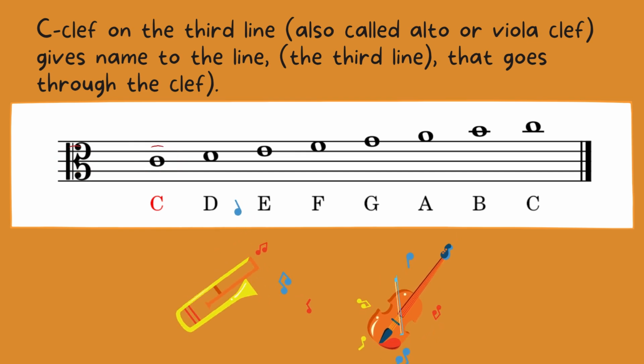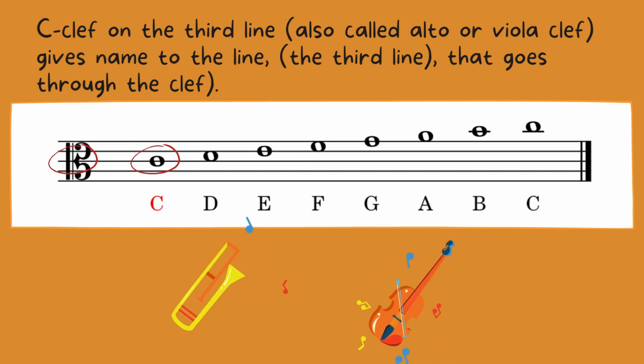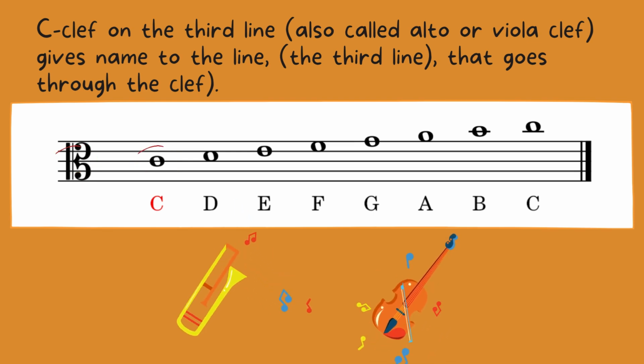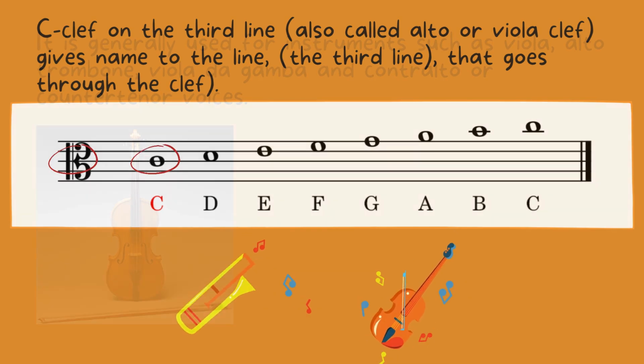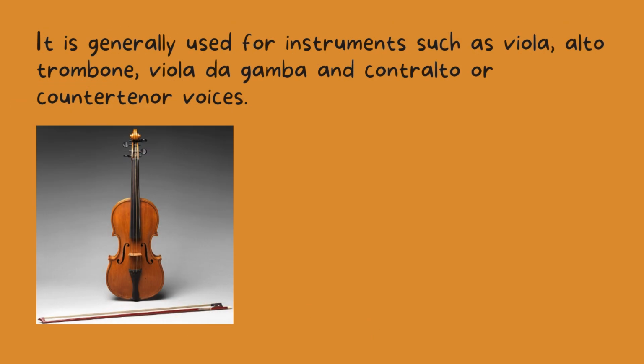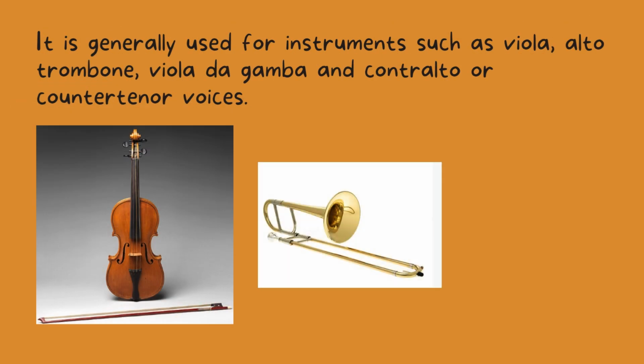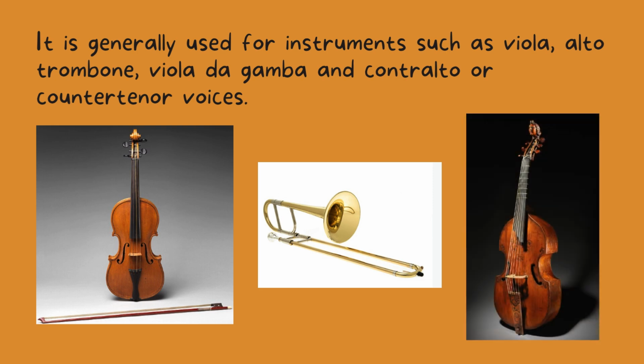The new clef in this unit is C clef on the fourth line. It is also called alto or viola clef, and it gives name to the third line, the one that goes through the clef. Here's the sound of the scale. It is generally used for instruments such as viola, alto trombone, viola da gamba and contralto or countertenor voices.